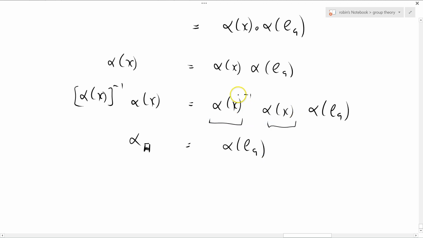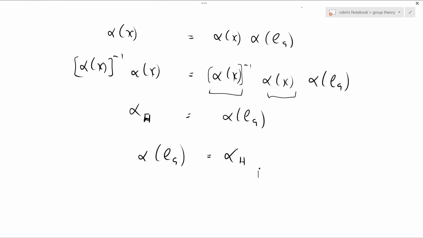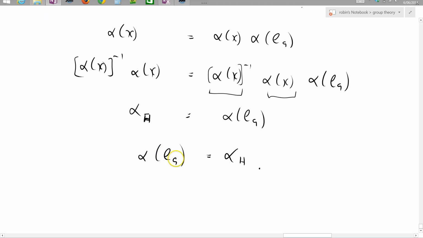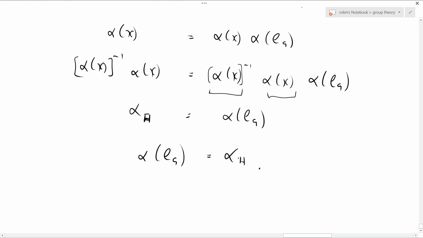And just to be absolutely explicit, this minus 1 operator here is inversion in group H, not in group G. So that tells me that alpha of EG equals EH. That's nice. That's what I wanted to show, and I've shown it: the identity element maps to the identity element. If alpha is a homomorphism, then the identity goes to the identity.